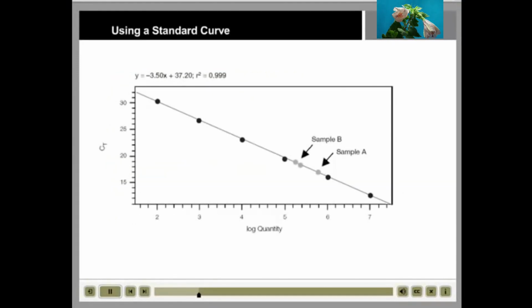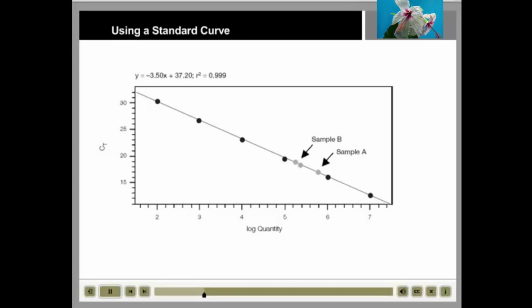Absolute quantification is achieved by comparing CT values of test samples to a standard curve. To construct the standard curve, different known amounts of a template are analyzed by real-time PCR. The resulting CT values are plotted on the y-axis against the log of the starting quantity of sample. In this example, these values are represented by the black dots.